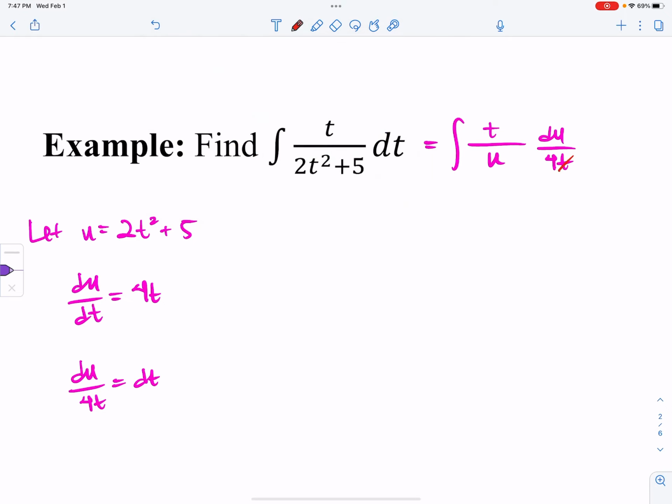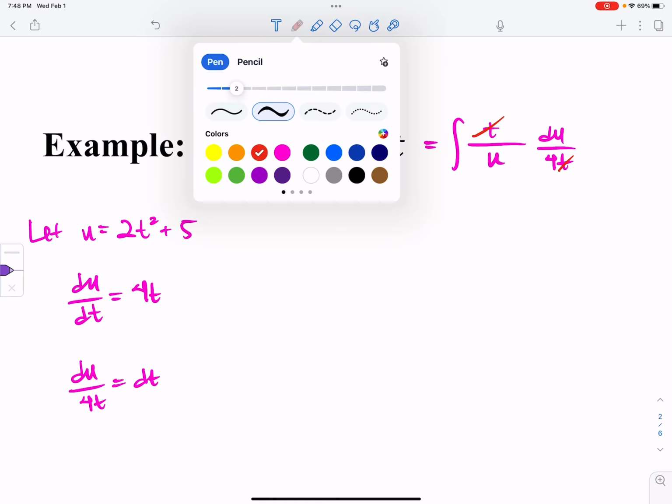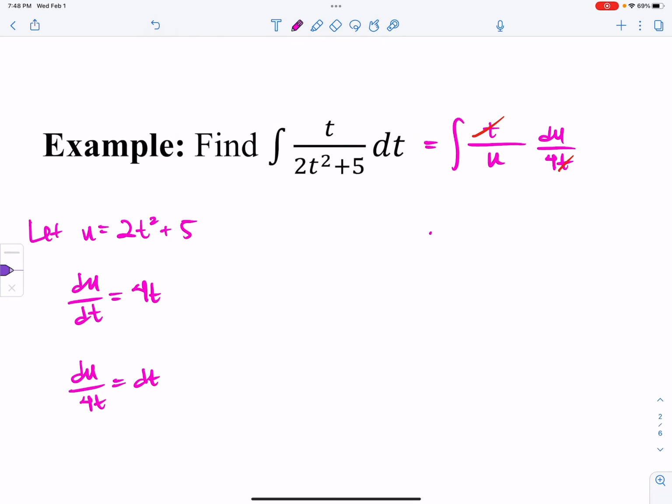Okay, the t's will cancel, which we need to happen because we need everything in terms of u before we can integrate. So notice that this leaves us with the integral of 1 over u du. Well, 1 over u is the same as u to the negative first. And when we first talked about the power rule for integration in 4.1, we cannot use the power rule here, right?